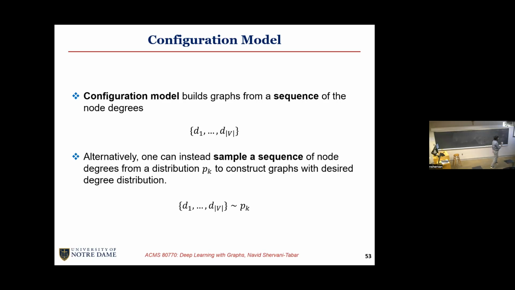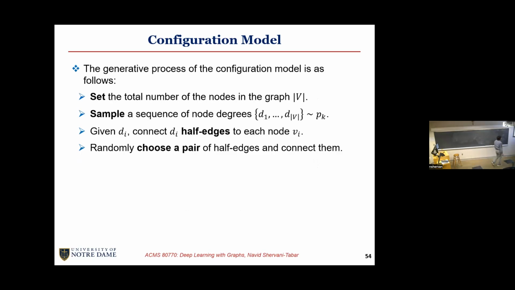Another way to put it is that we can assume that I want this graph to have a particular distribution that is desirable. So I can just sample the sequence of degrees from that distribution. Let's say that I want degrees to have distribution pk. I can sample from this pk a sequence of degrees and then use the configuration model to build a graph, and that graph is going to have the same degree distribution. So we can control the degree distribution of the graph that we're generating.